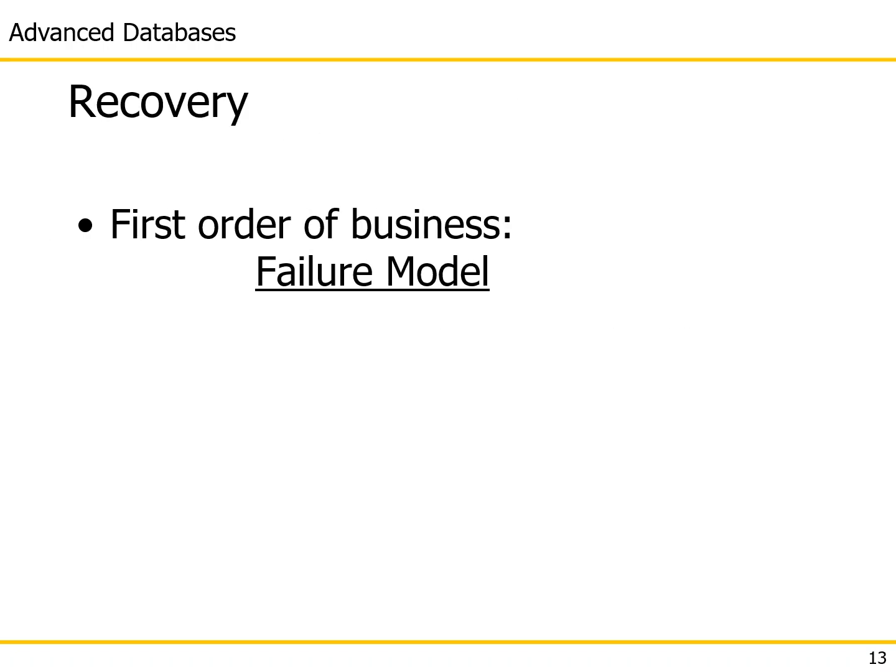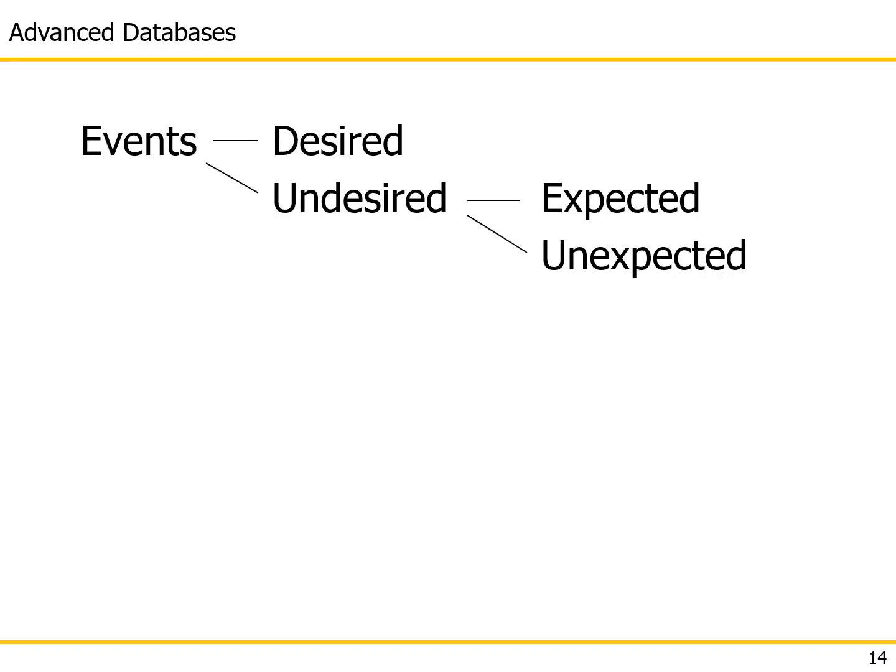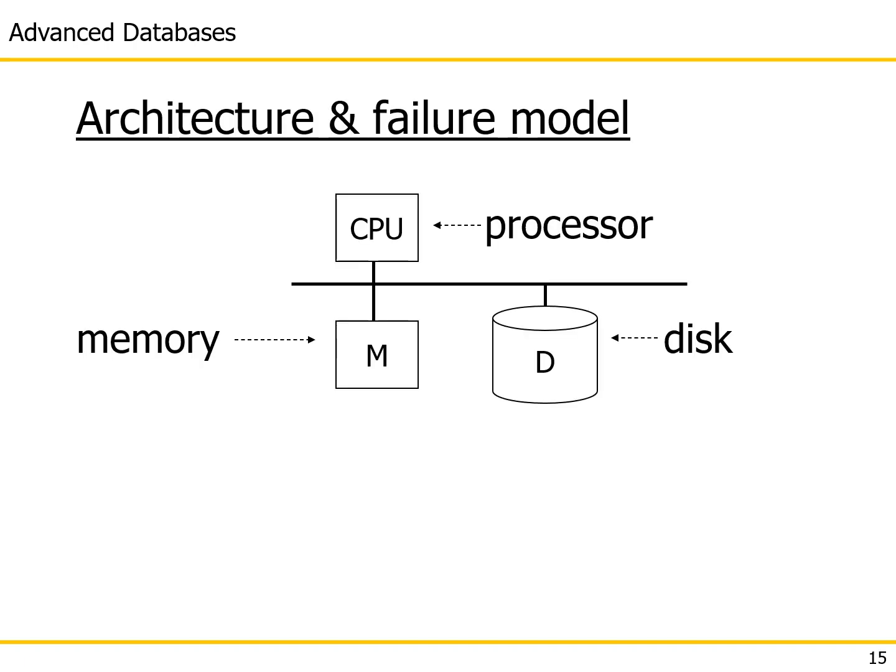Now, we have to build a model according to which we work when we talk about recovery, okay? So our model goes like this. We have two types of events. We have desired events and undesired events. Desired events is what you plan for. Undesired events, we will classify them into expected and unexpected. Before we go into there, let's understand one thing about how things run.